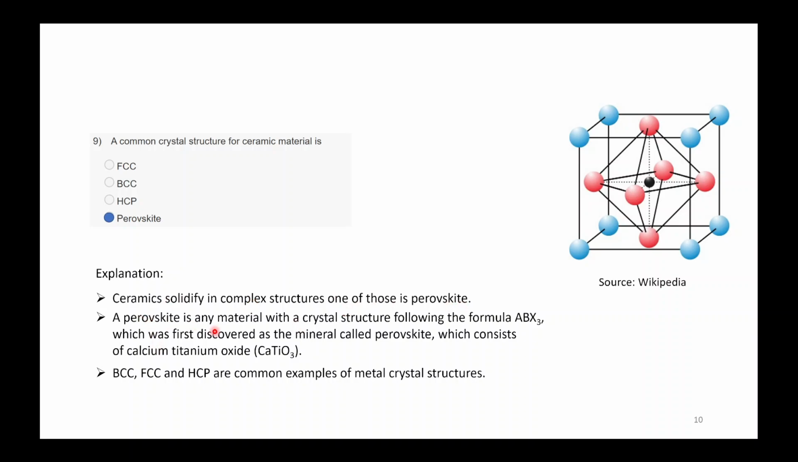And a perovskite is any material with a crystal structure following the formula ABX3. X will be oxygen or other elements from that particular column. It was first discovered as the mineral called perovskite, which consists of calcium titanium oxide. And BCC, FCC, HCP, these all three are common examples of metal crystal structures.